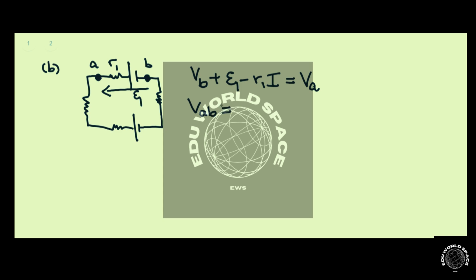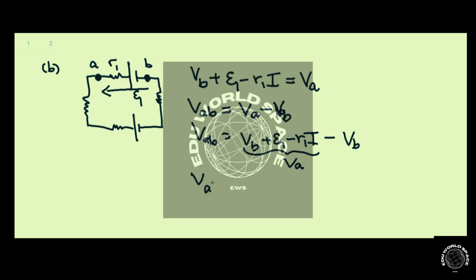VAB is the difference between VA and VB. But VA is given by all of this stuff over here. So VAB is equal to VB plus E1 minus R1I. And then VB, so all of this is VA. So VAB is equal to E1 minus R1I.